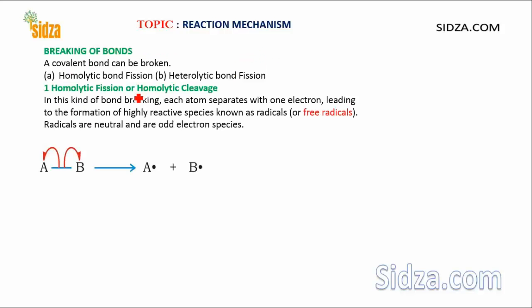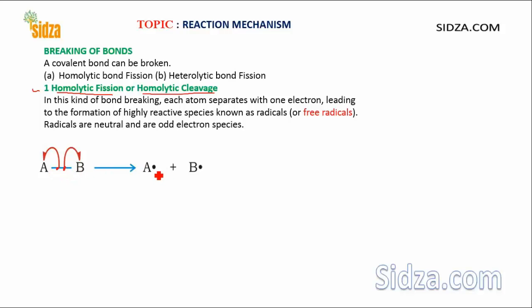In homolytic bond fission, what happens? Homolytic bond fission is also called homolytic cleavage. Here, this is a symmetric bond fission. We know that a covalent bond is formed by the sharing of electrons, and if bond breaking occurs so that each atom takes one electron, suppose atom B takes one electron and atom A takes one electron.